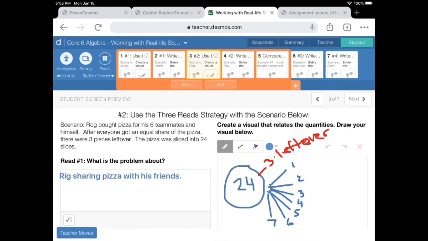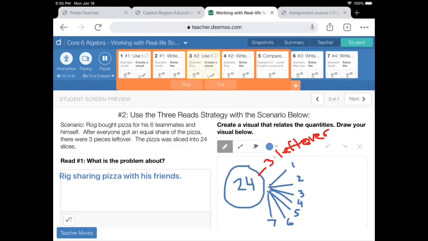Okay, so what are some questions that we could ask? Raj bought pizza for his 6 teammates and himself. After everyone got an equal share of the pizza, there were 3 pieces left over. The pizza was sliced into 24 slices. So last time we didn't know how many pieces there were, but this time we know there's 24. What we seem to not know is how much each person gets. The 7 people that are eating the pizza, how much do they get? So there's a question we could ask.